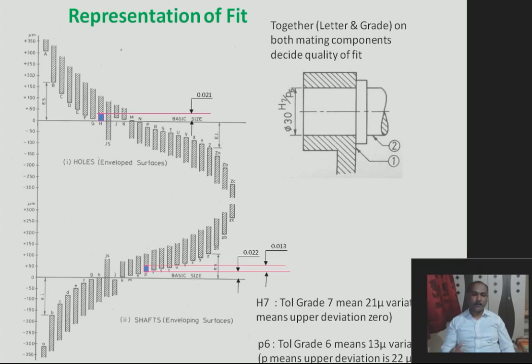Then the designation of the shaft is p. So we know that A to G is below the 0 line, H is on the 0 line, J to Z are above the 0 line. So the p shaft will always be above the 0 line. And p6 is there, so IT6, which is 10i. So you can find out the tolerance for it.